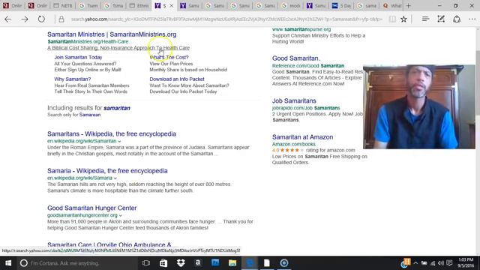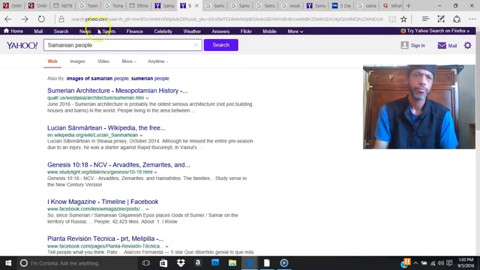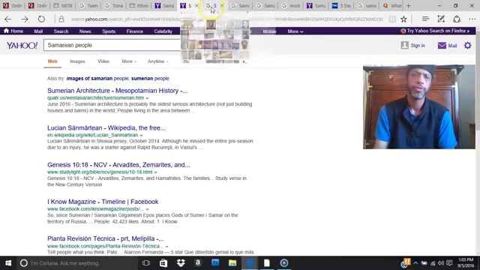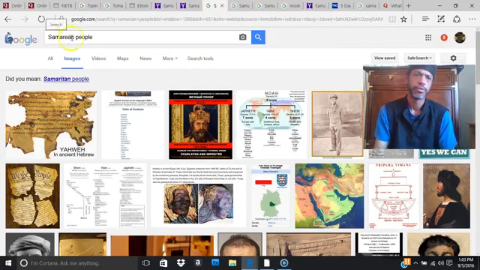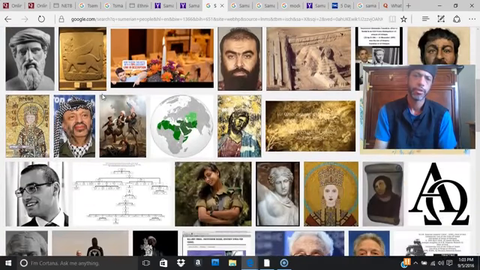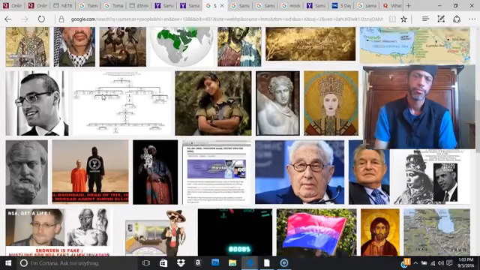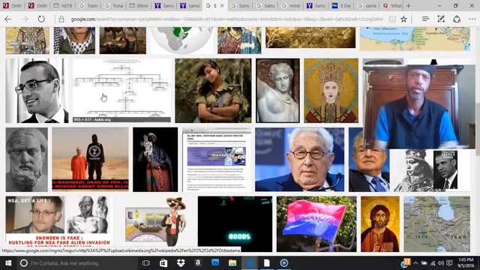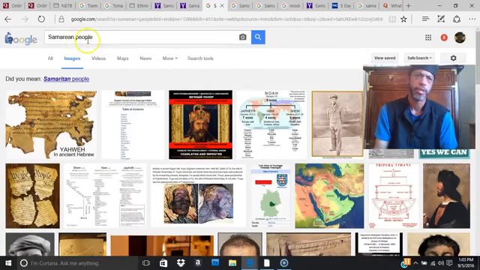So when you type in Sumerian people, Yahoo will give you images, but I don't like to use Yahoo for images. I'd rather use good old-fashioned Google. Now, when we go to Google and type in Sumerian, it starts giving us some interesting images. Now, this is under Sumerian people, and this is their ancient name.